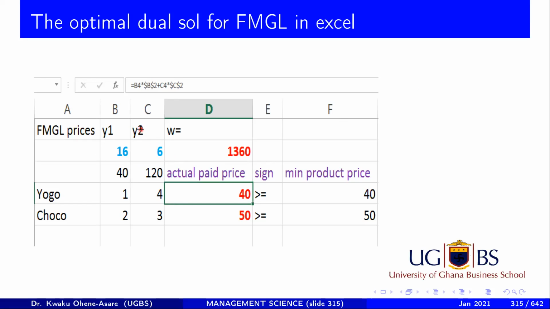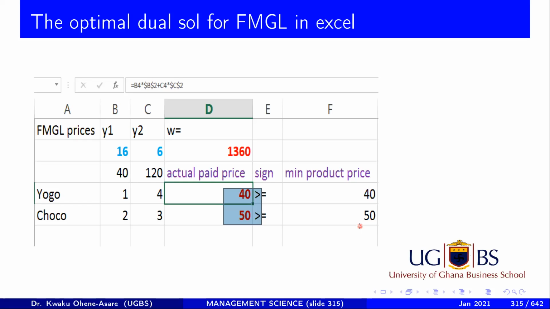And so, if you now want to know the actual price you paid for each resource, that is what you have here. And so you paid 40 cedis for using that 1 hour of labor and 4 gallons of milk to produce that fan yogo that you did. The price you paid for that was 40. The minimum price that they were expecting that you pay was 40, and you paid that minimum price. If there were more that you paid, that is an excess, which you go to that guy. The choco too was the same thing. The minimum price you paid was exactly what you were given. So Excel is able to give you back the dual price.